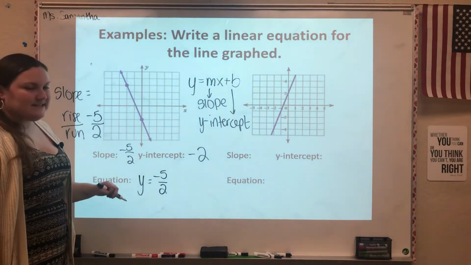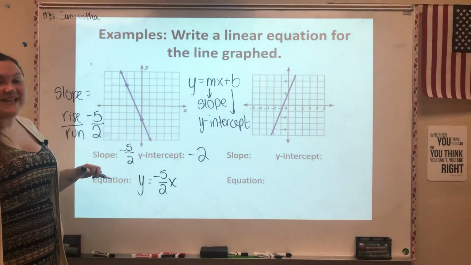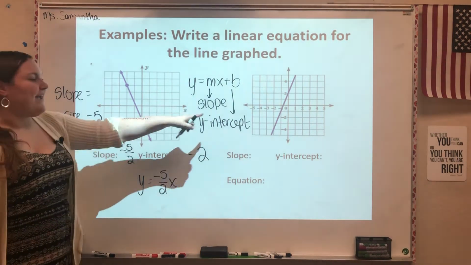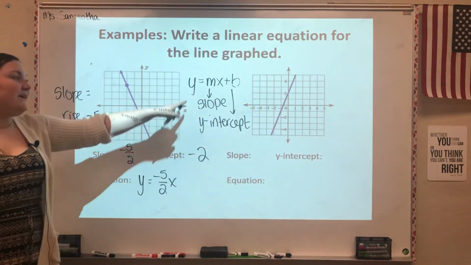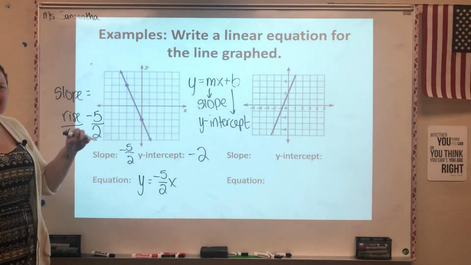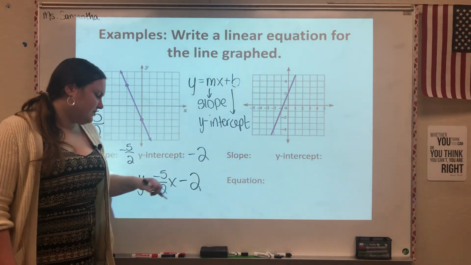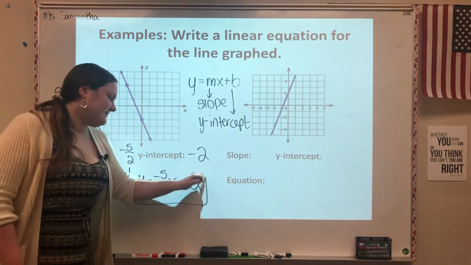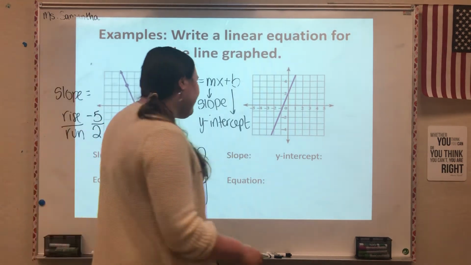-5/2. Sometimes students forget the x. Don't forget your x. -5/2 x. And then my y-intercept, my b, we said is -2. Now I know the formula says plus b. You can write plus -2, but the simplest way to write it is just -2. And we get this for our equation. Ta-da!